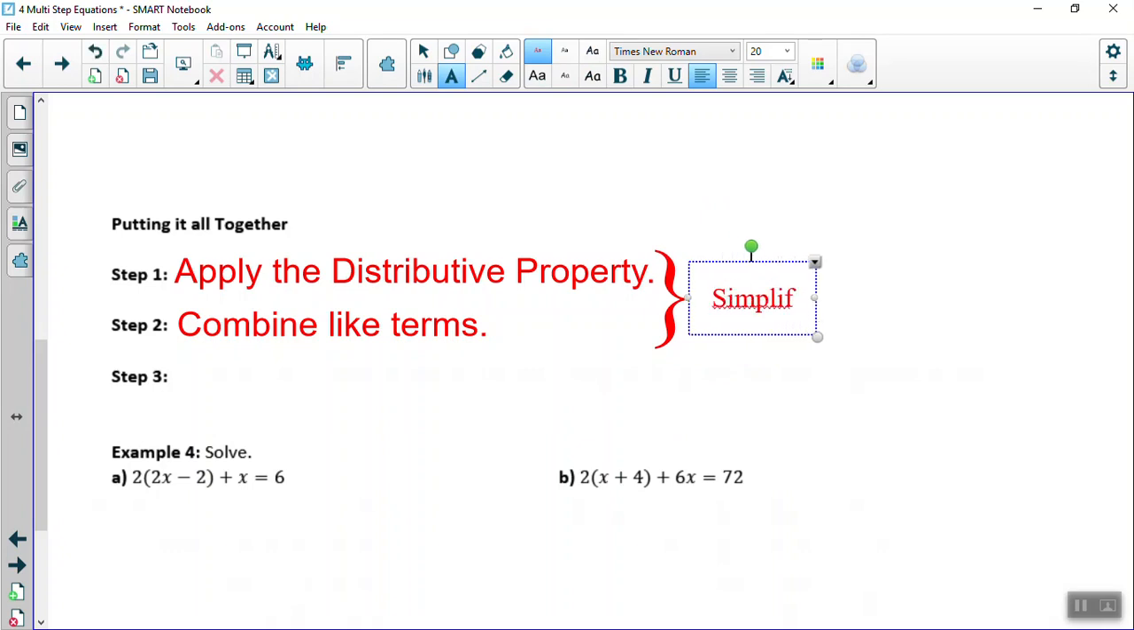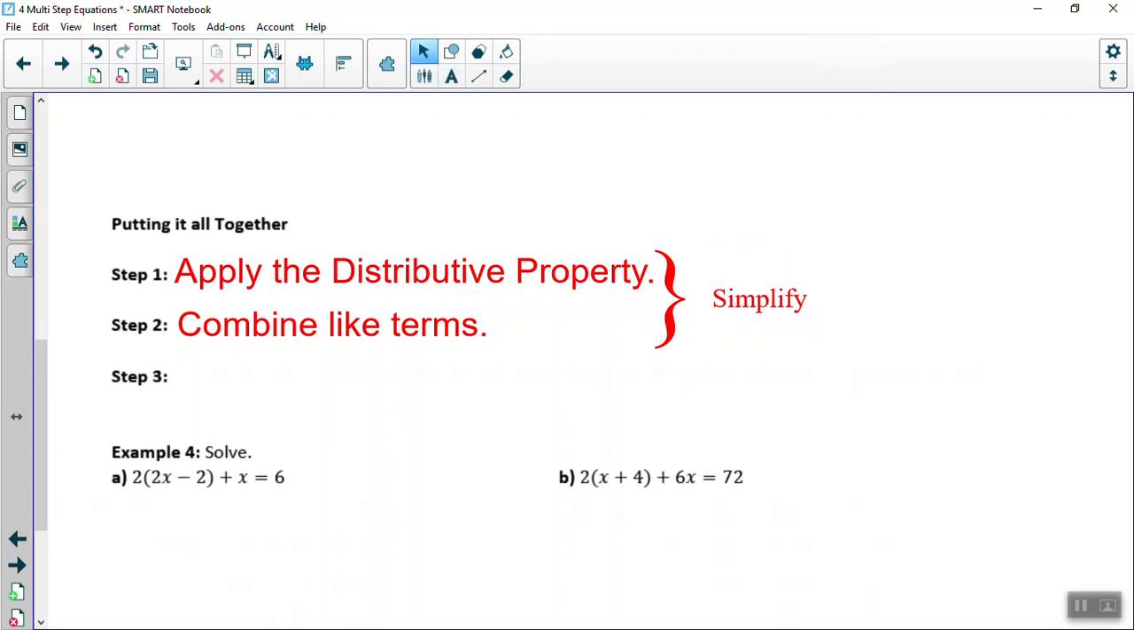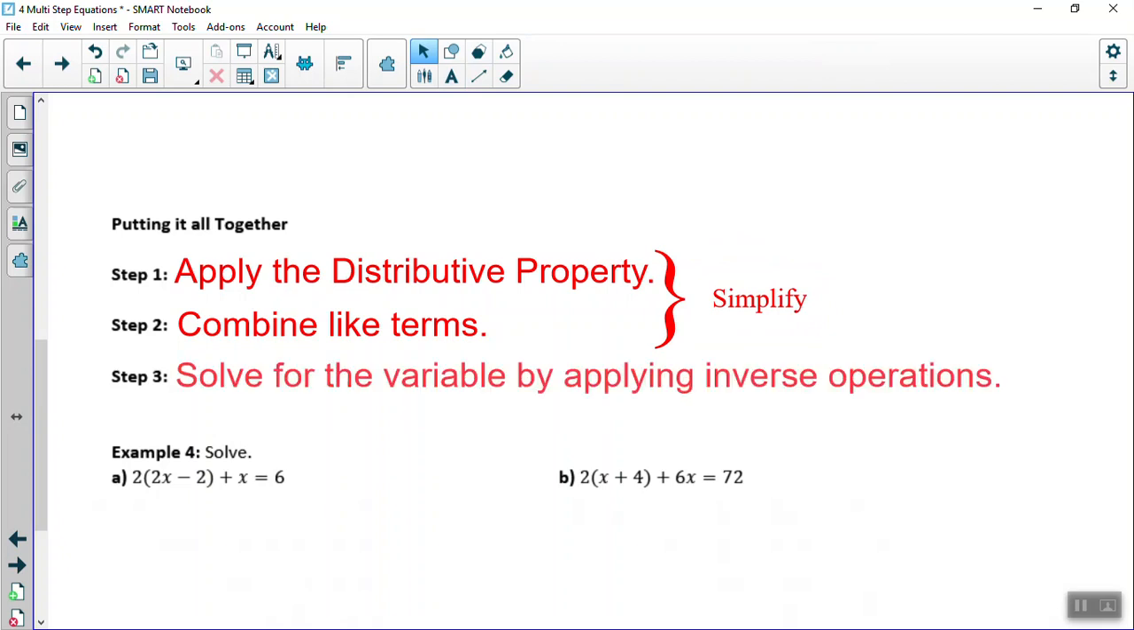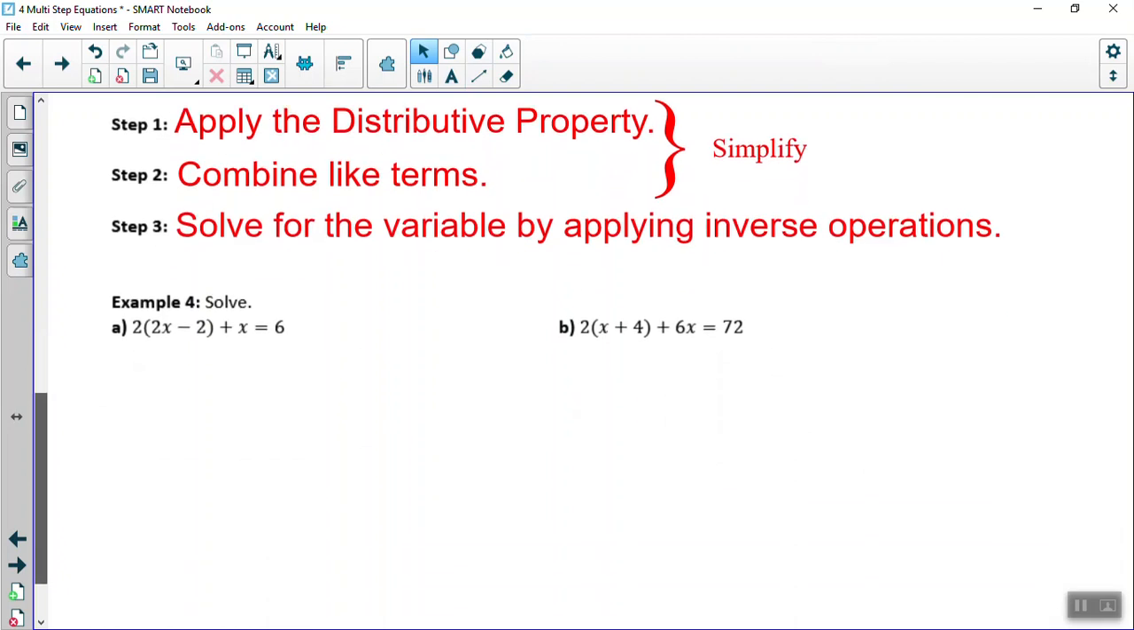First, we simplify. Then we solve. So we simplify by using the distributive property and then combine like terms. Once we've done that, we'll be down to a two-step equation. So then we go to solve mode and we solve for the variable by applying inverse operations. All right, so let's give it a try.